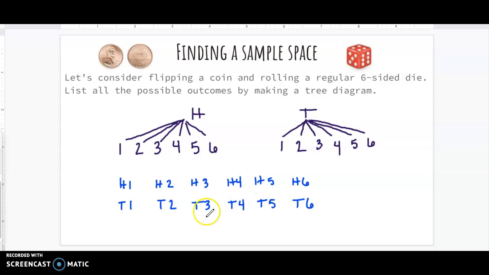Okay, so that means that leaves me with 1, 2, 3, 4, 5, 6, 7, 8, 9, 10, 11, 12 possible outcomes for this event.